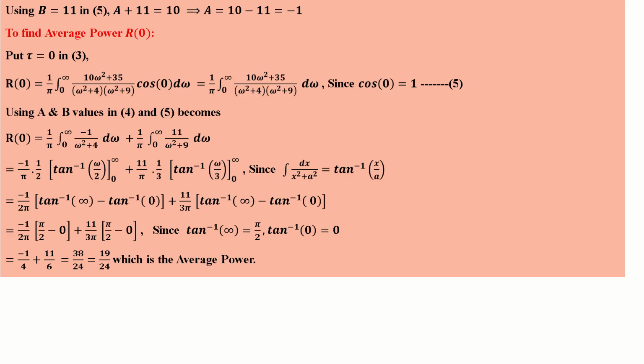19 by 24 is the average power, which is nothing but the mean square value, we know. Here in the formula, since integral dx by (x square plus a square), which is equal to 1 by a tan inverse of x by a, is missing, so note that: 1 by a tan inverse of x by a.